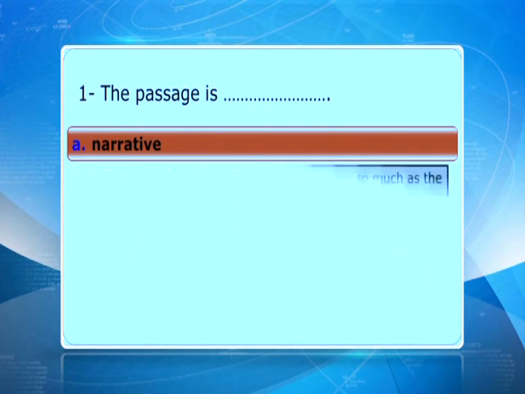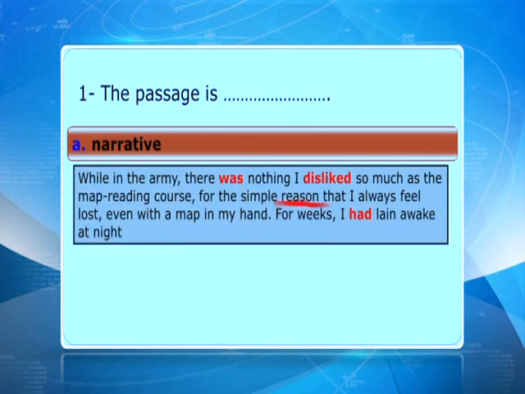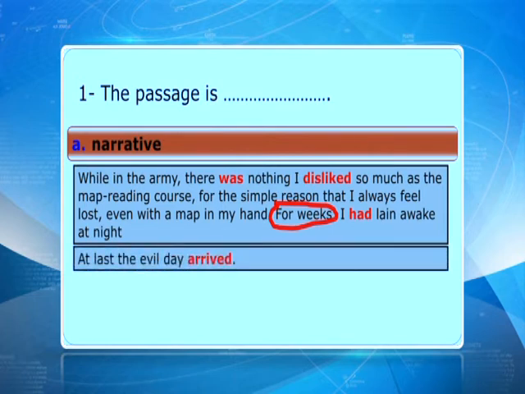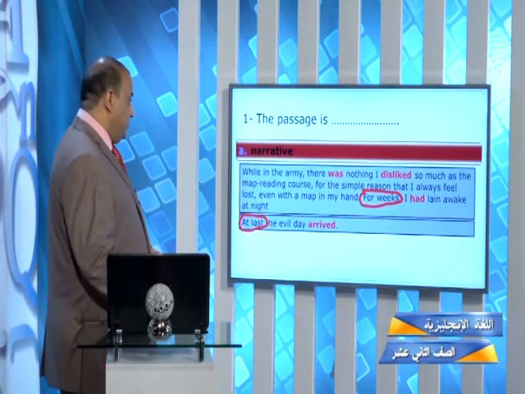In the text, you have a lot of verbs which are used in the simple past, along with some linking verbs or cohesive devices which show the sequence of events that took place in the past. So the verbs are was, disliked, had, and the linking phrase is 4 weeks. Then we have another proof. We have the verb arrived, and we have at last. So there is a sequence of events here.